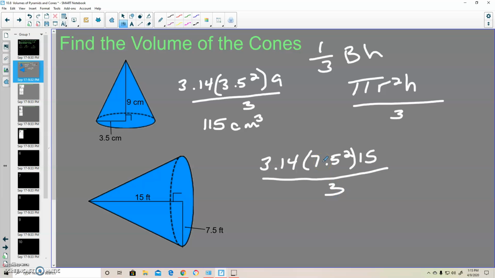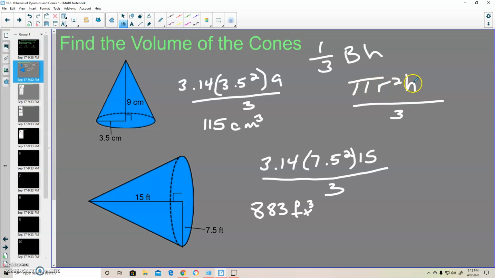So again, here we go, 3.14. Let me clear it out. 3.14 times 7.5 squared times 15. And we're going to divide that by 3. And we should get 883 when we finish that. And that is cubic feet. Okay, and that's how you do cones.